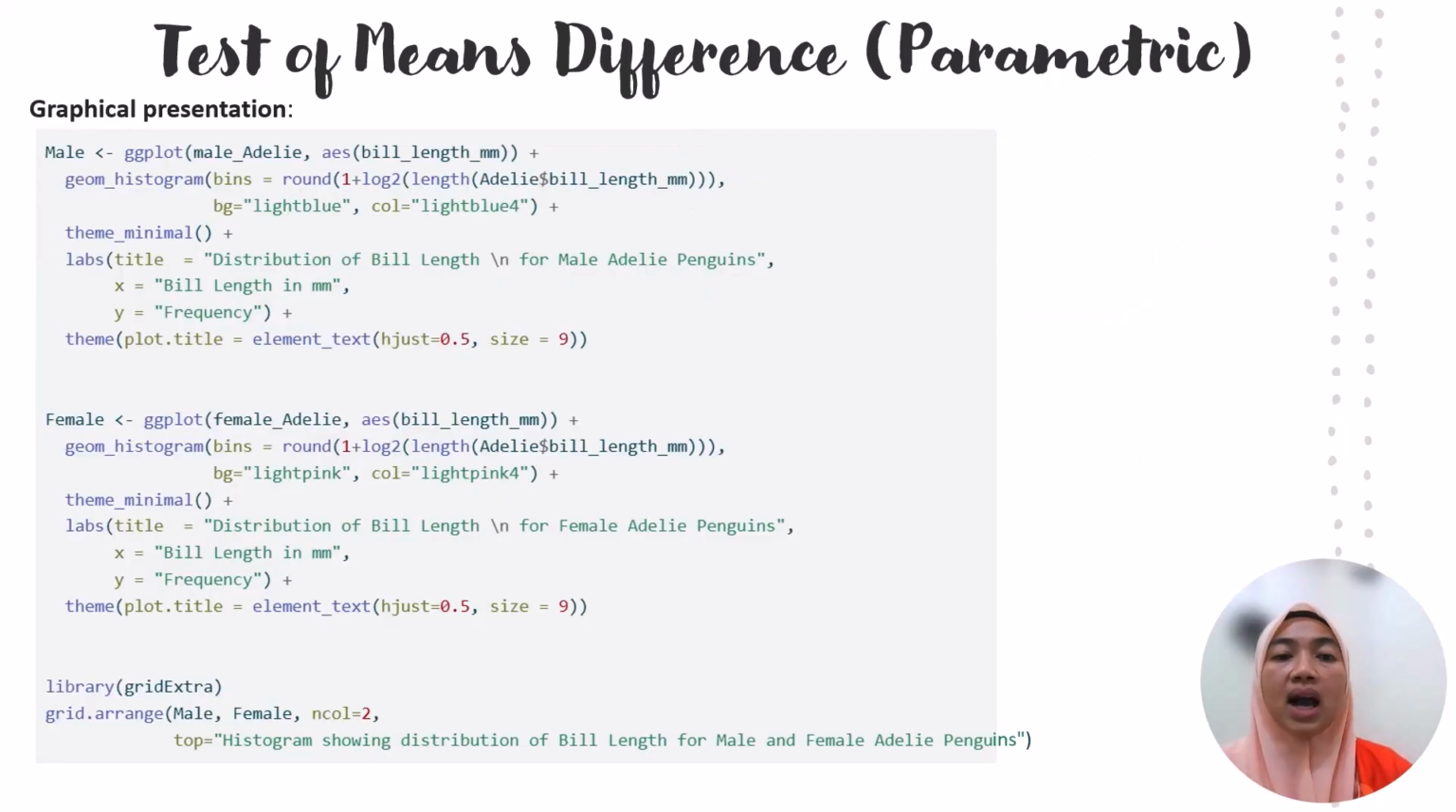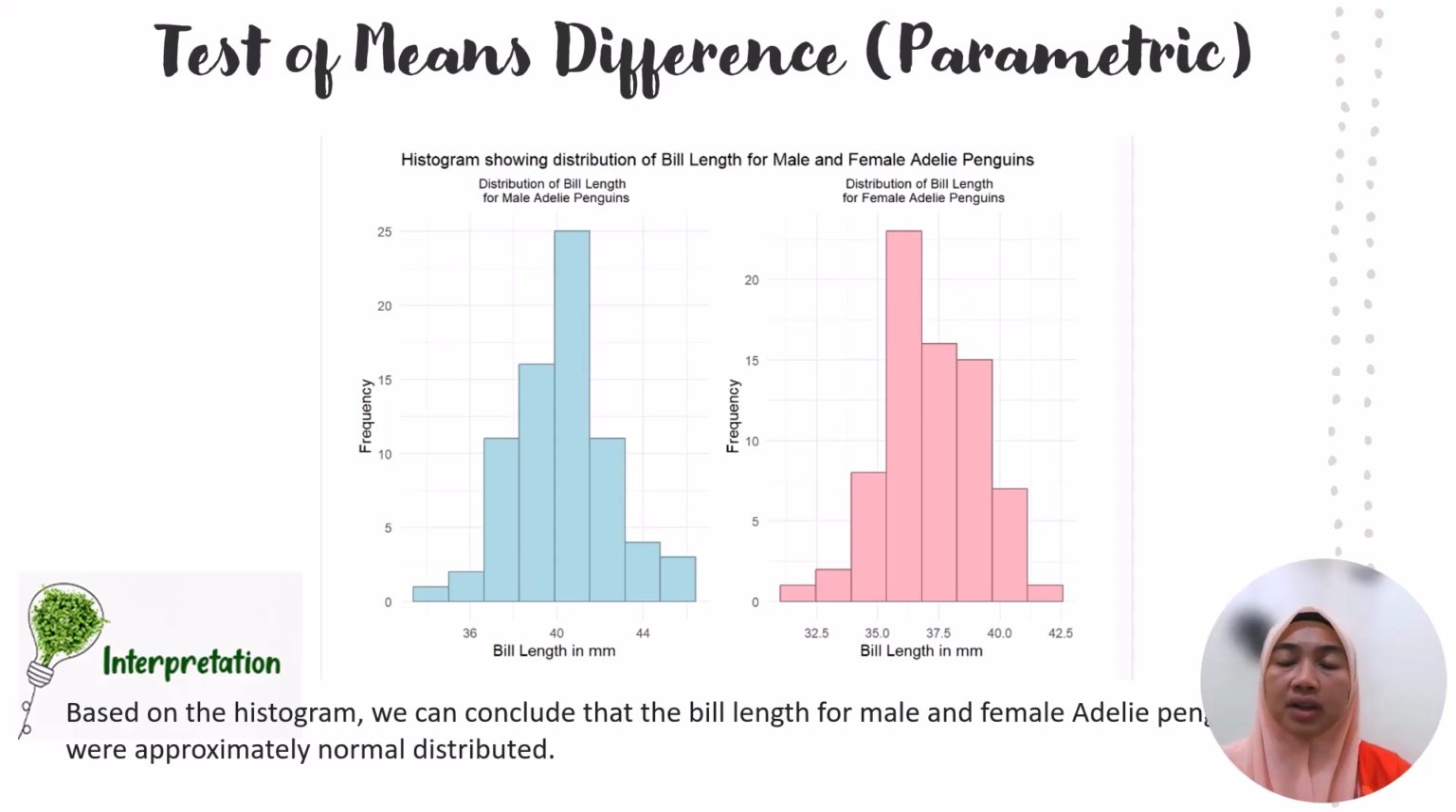This is how to produce your graphical presentation. For the first one, maybe it's ggplot, where you want to produce the histogram. This is the coding, or the syntax, for how to produce your graphical presentation. This is the result: the histogram showing the distribution of bill length for male and female Adelie penguins, bill length for the male and also for the female.